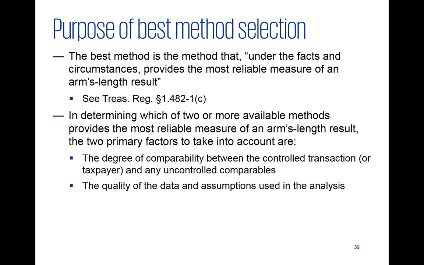It's required under 482 that you pick the method that, under the facts and circumstances, provides the most reliable measure of an arm's length result. That's the direct quote. And so it doesn't give a great deal of guidance about what would be the most reliable, but it does tell you some of the things you need to be thinking about.